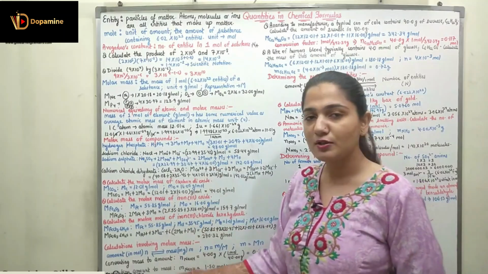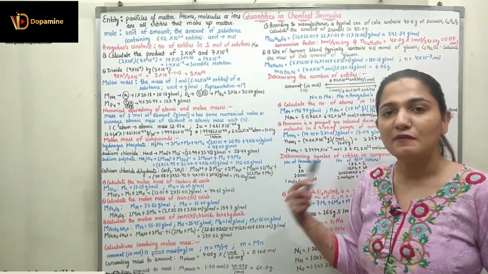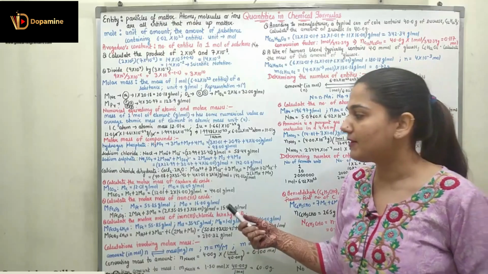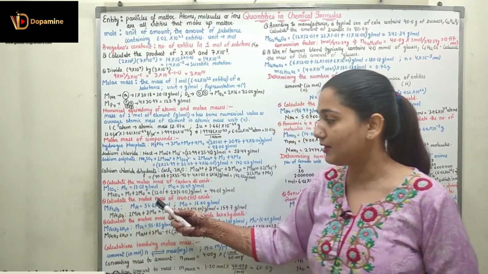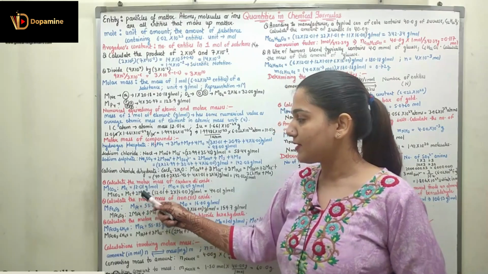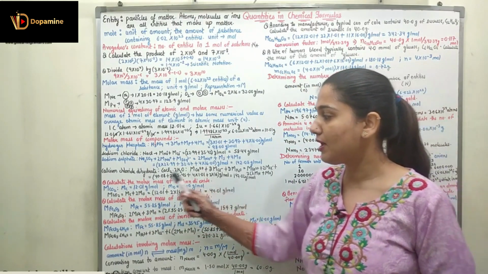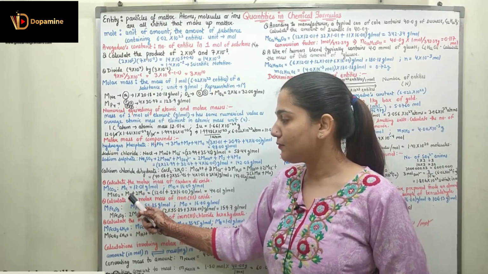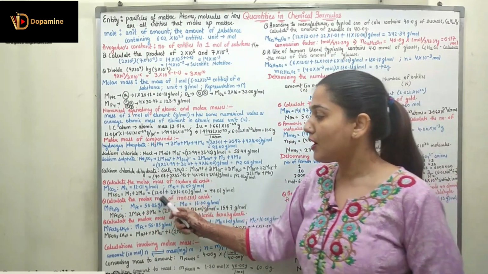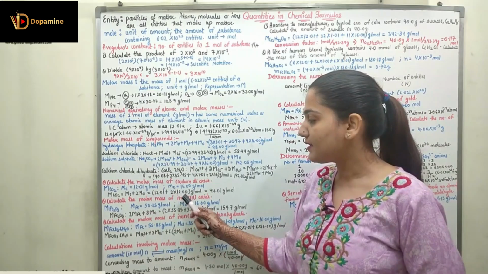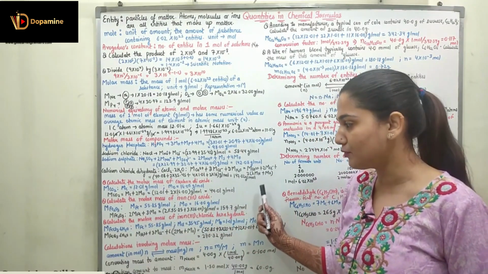We have some questions also based upon this. First question is, calculate the molar mass of carbon dioxide. We know carbon dioxide is composed of carbon and oxygen, so we have to calculate the molar mass M of CO2. We know the molar mass of carbon is 12.01 gram per mole, and the molar mass of oxygen is 16 gram per mole. Molar mass of CO2 will be equal to the molar mass of carbon plus twice the molar mass of oxygen. So 12.01 plus twice 16 gram per mole, which is 44.01 gram per mole.